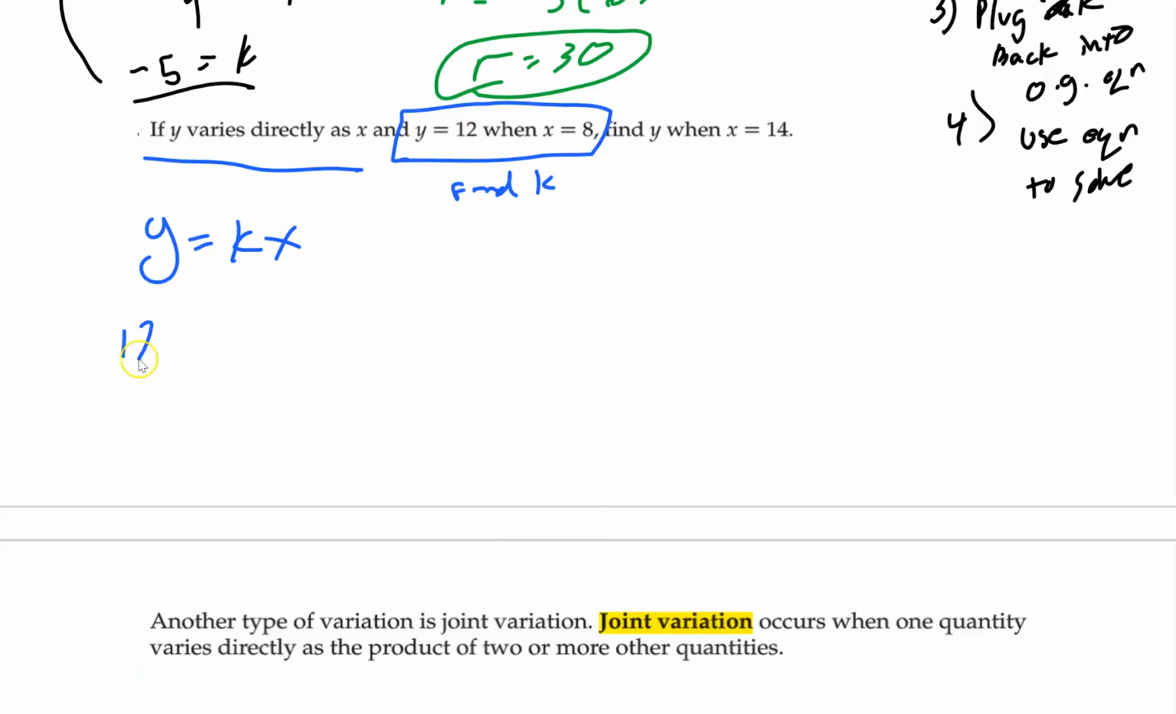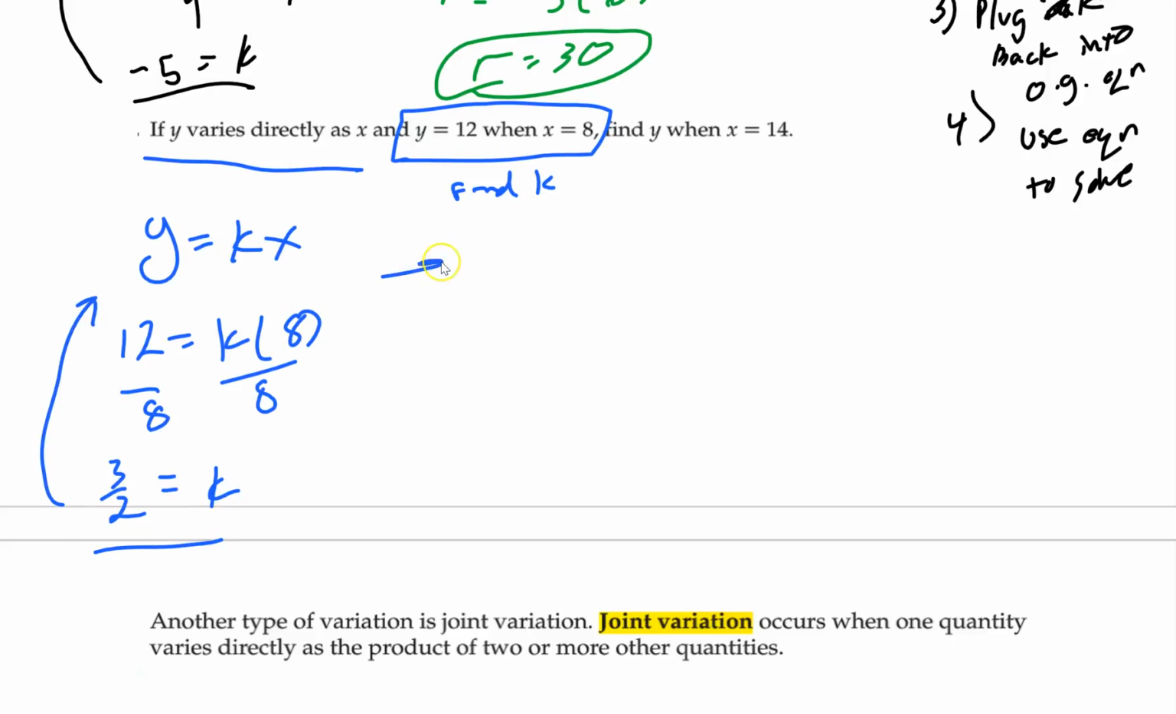So I'm going to go, okay, y is 12, x is 8. Divide, k equals, you can reduce it if you want, divide by 4, 3/2. So once I have that, I make my equation, plug it back in. Y equals 3/2 x. So that's my equation.